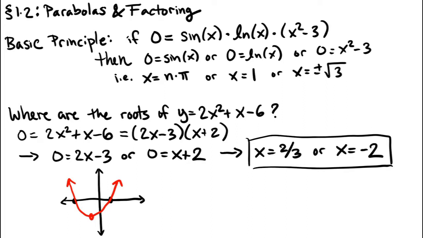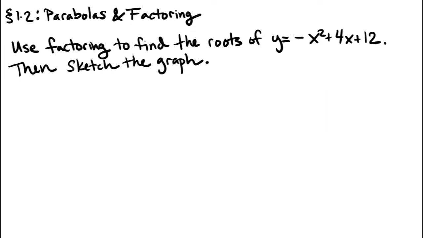Use factoring to find the roots of the parabola y equals minus x squared plus 4x plus 12. Then sketch the graph. It might help you to start by factoring the minus sign out.